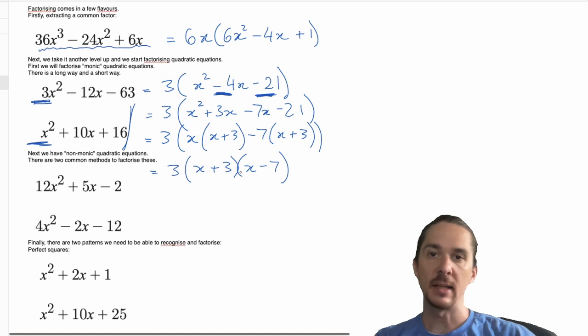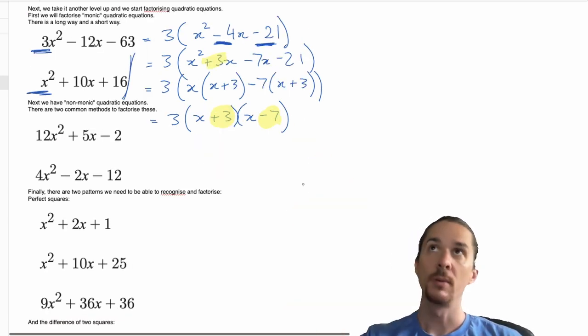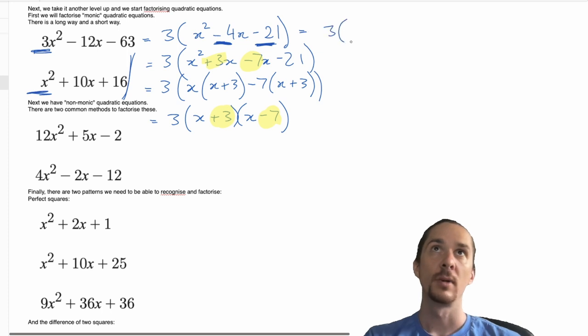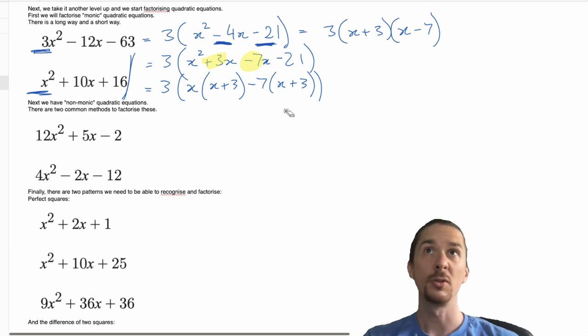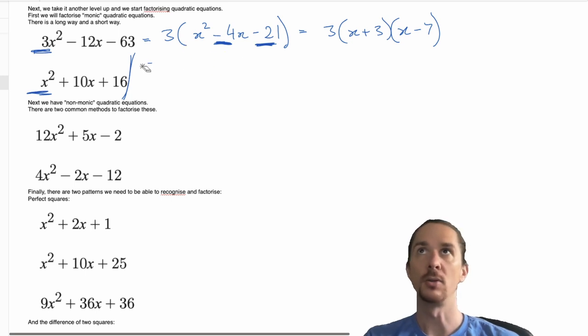The key insight here is that the values we thought of before, the positive 3 and the negative 7, come up in the answer. When we're solving a monic quadratic, the two numbers we think of are going to be the two numbers we need. We could have jumped straight to 3, x plus 3, x minus 7 without doing all that extra work. And so that's what we're going to do for the next and every other monic quadratic. For the non-monics, we don't have such a nice shortcut, and it's going to be a little bit more work.